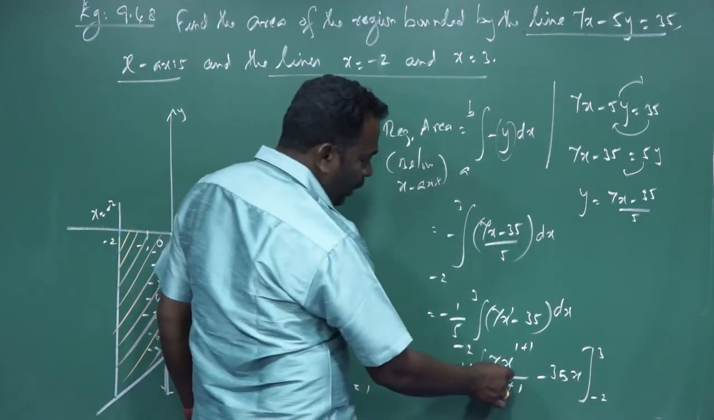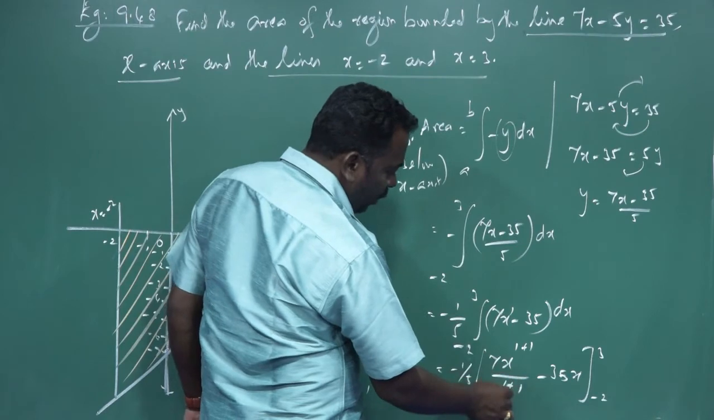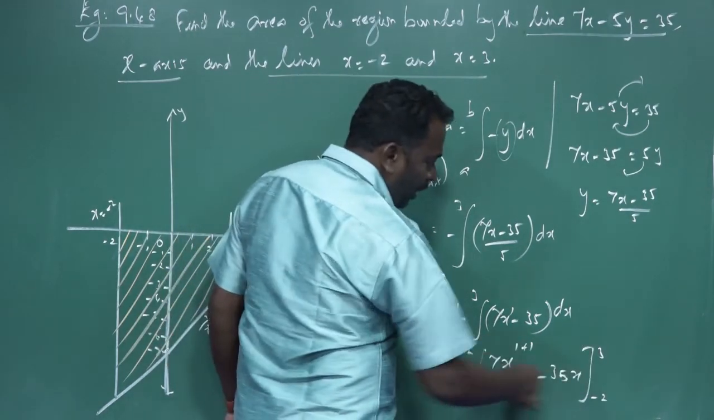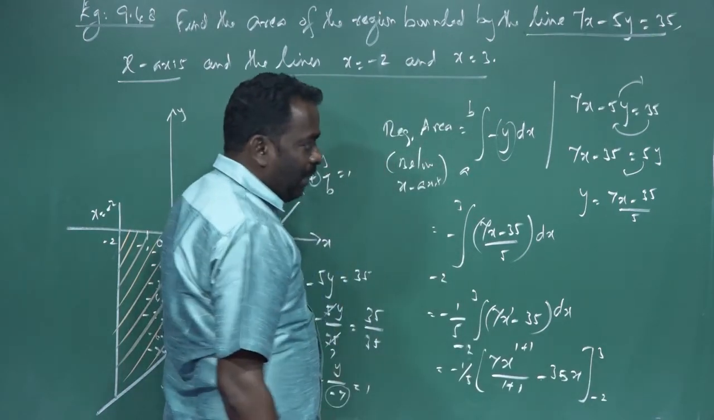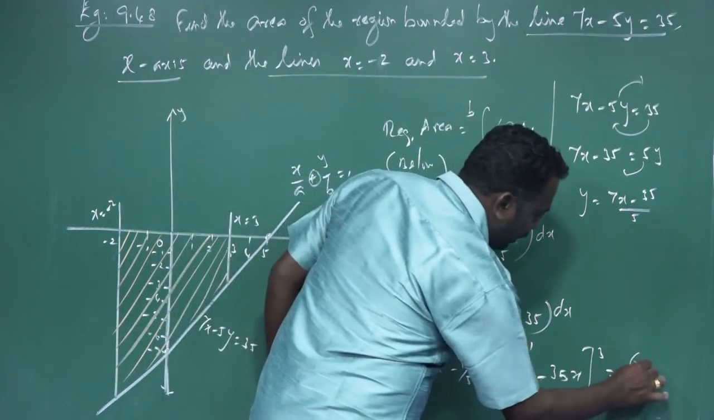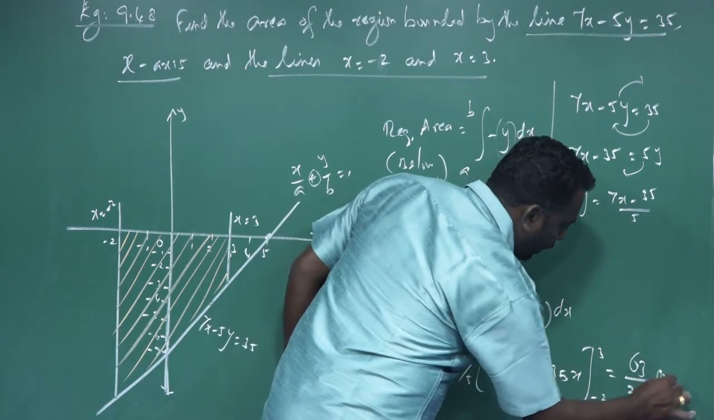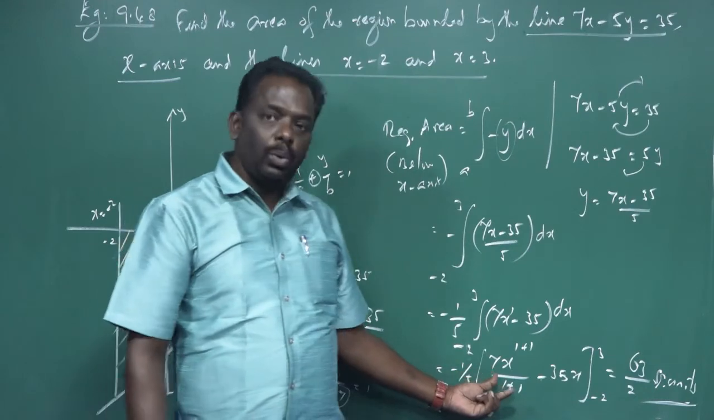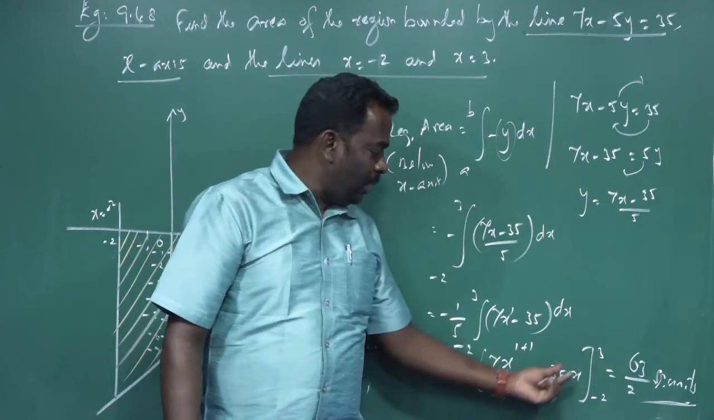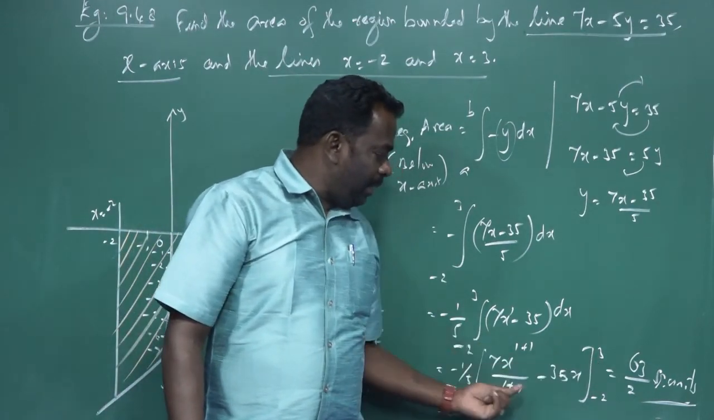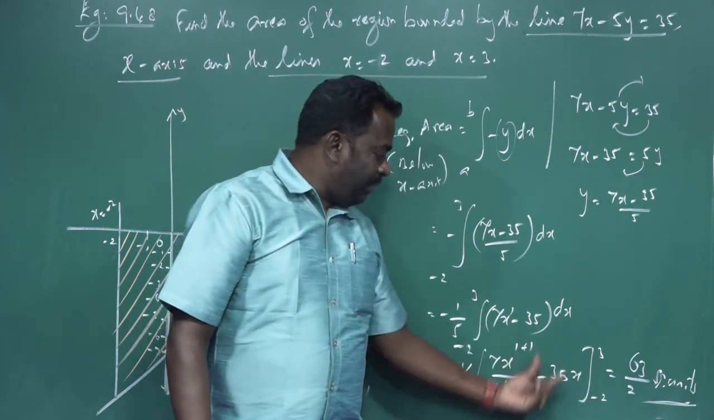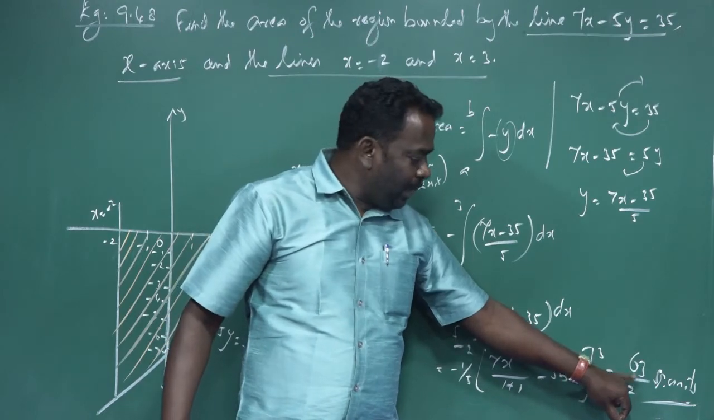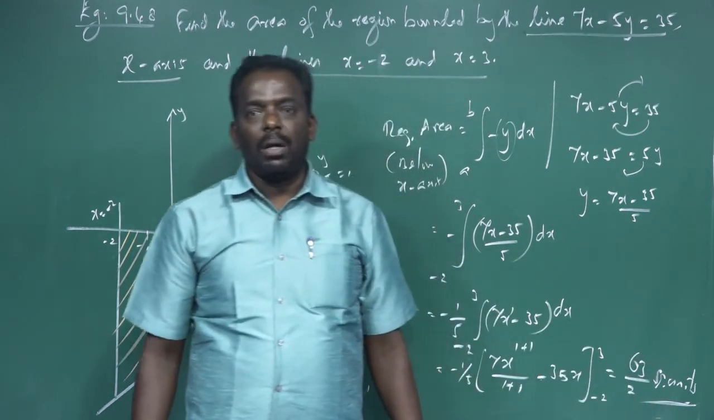Now simplify this value: 7x square by 2 minus 35x. After that we apply the upper limit and lower limit, and we finally obtain the area value. The area value becomes 63 by 2 square units. For the final simplification, we apply the upper limit value minus the lower limit value, and from that final simplification we obtain the area of the bounded region: 63 by 2 square units. That is called the area of the region.